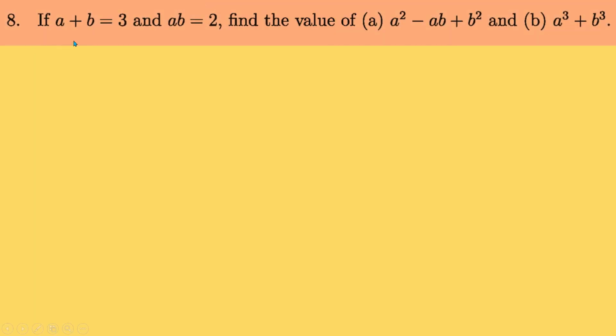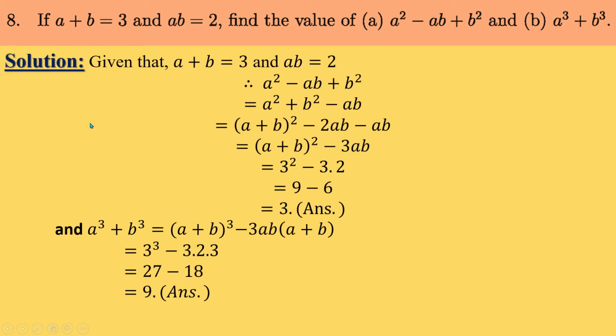Number 8. If a plus b equal to 3 and ab equal to 2, find the value of a square minus ab plus b square and a cube plus b cube. Solution, given that a plus b equal to 3 and ab equal to 2. As we have to find the value of this, we have to use the corollary here. Okay, a square minus ab plus b square.